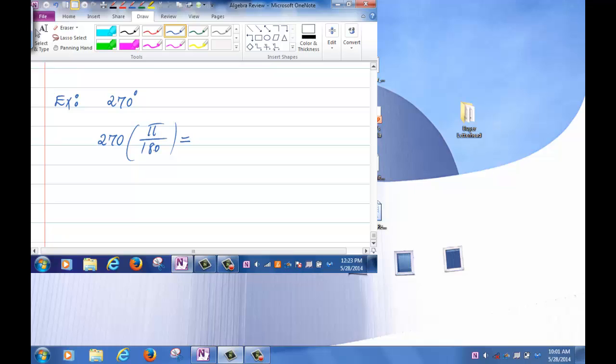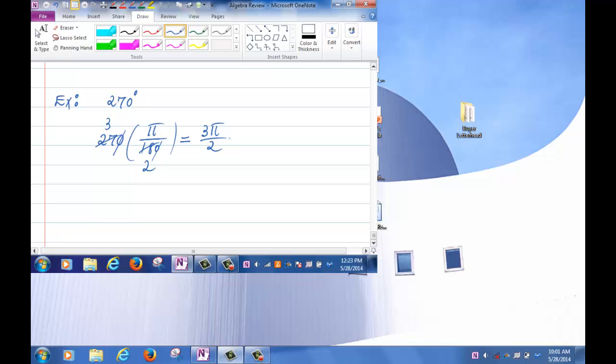Well, here you can cancel out 2 and 3, right? So this is what? 270 is 3 times 90, right? So it's 3 pi over 2. Yeah, pi over 2 is 90 degrees, so 3 pi over 2 would be 3 times 90, which is 270.